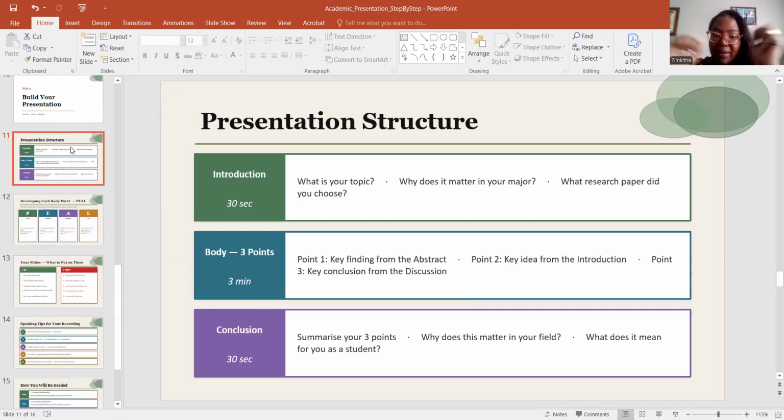Then you look at body paragraph. This is a lot longer. What are the key findings from the abstract? What are the key ideas from the introduction? And if you look at the conclusion from the discussion, what are the key findings? What were the limitations? Okay. And then you have your conclusion. You summarize your 3 points. Why does this matter in your field? What does it mean for you as a student? Okay.